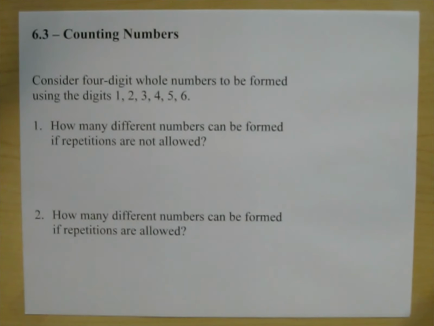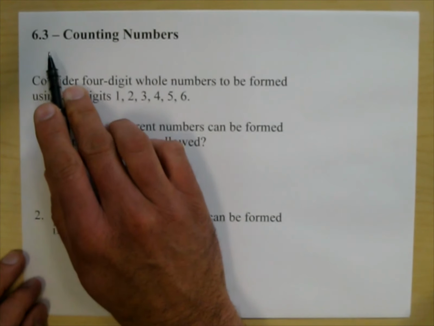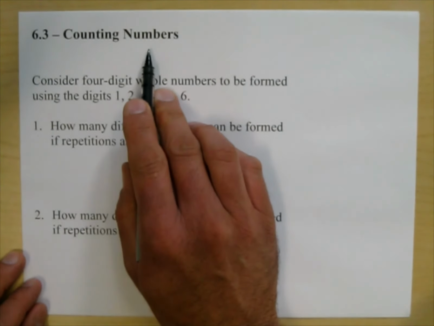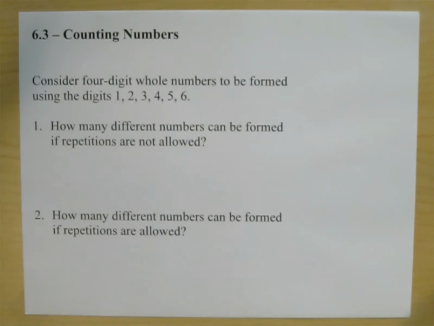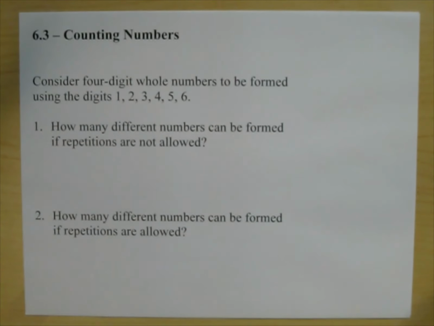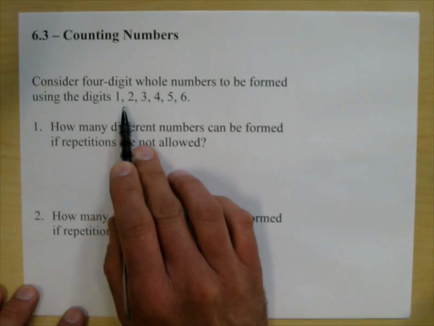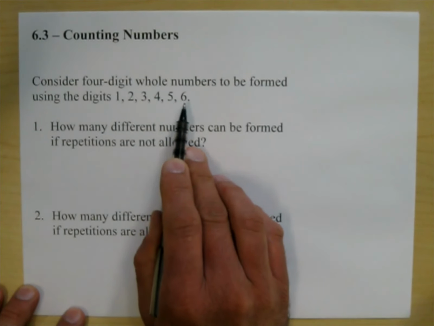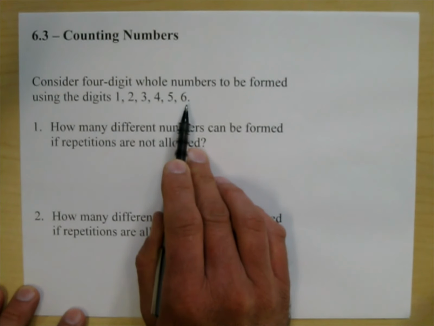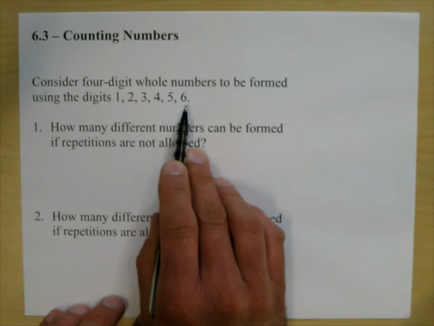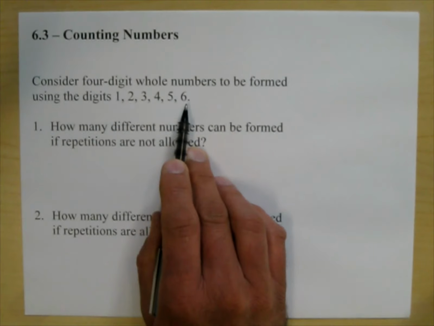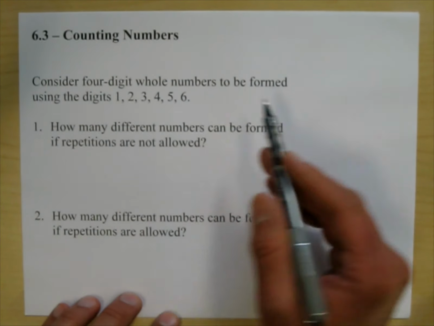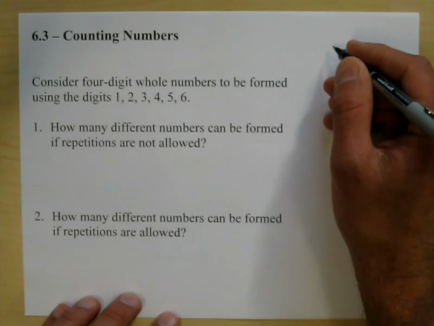Math 230, Cuesta College. I'm Joe Vasta, and we are covering section 6.3, counting numbers. Consider 4-digit whole numbers to be formed using the digits 1, 2, 3, 4, 5, 6. 4-digit numbers. So some of those 4-digit numbers are, let's do some examples over here.